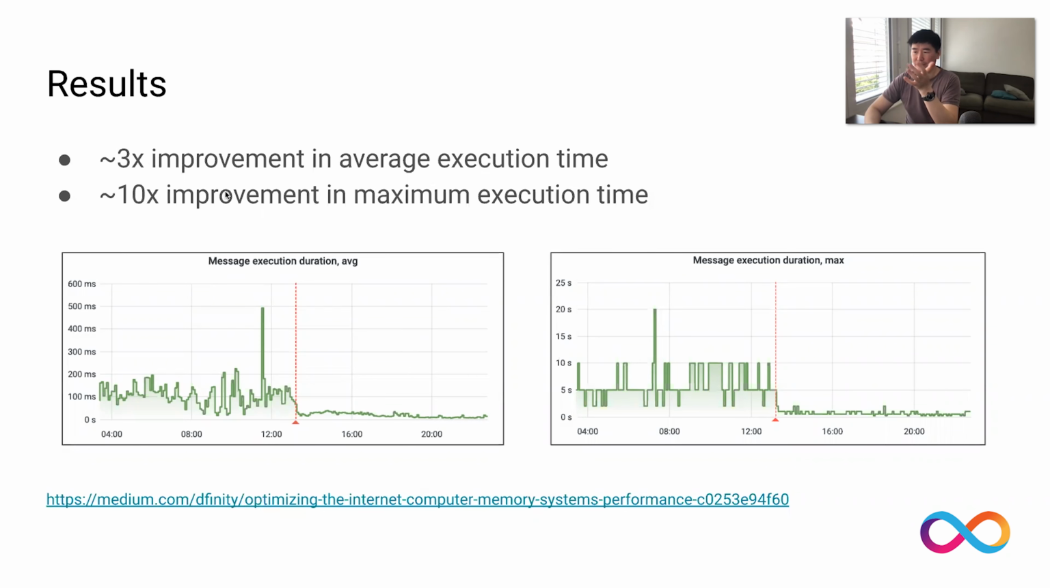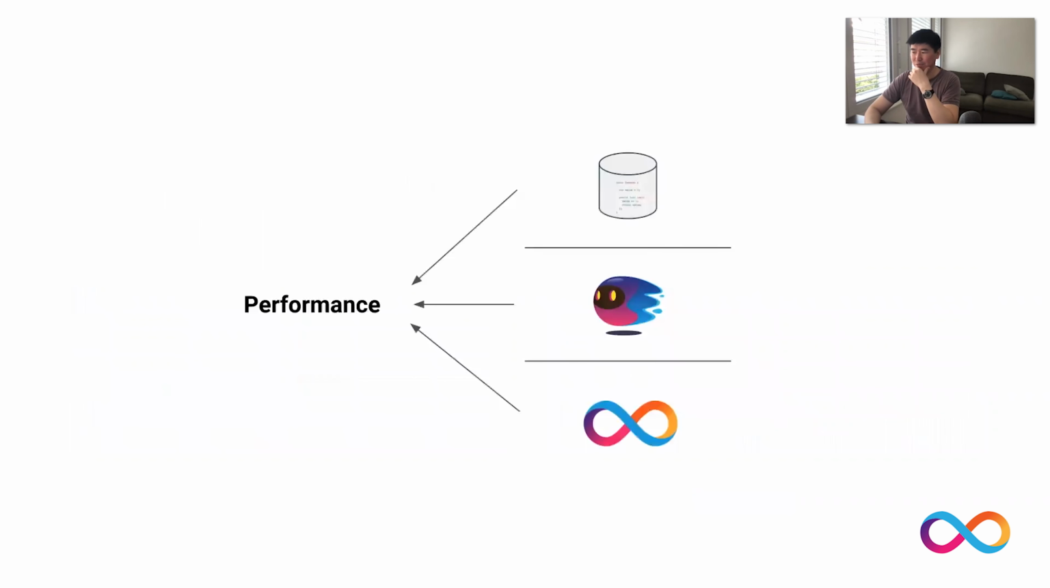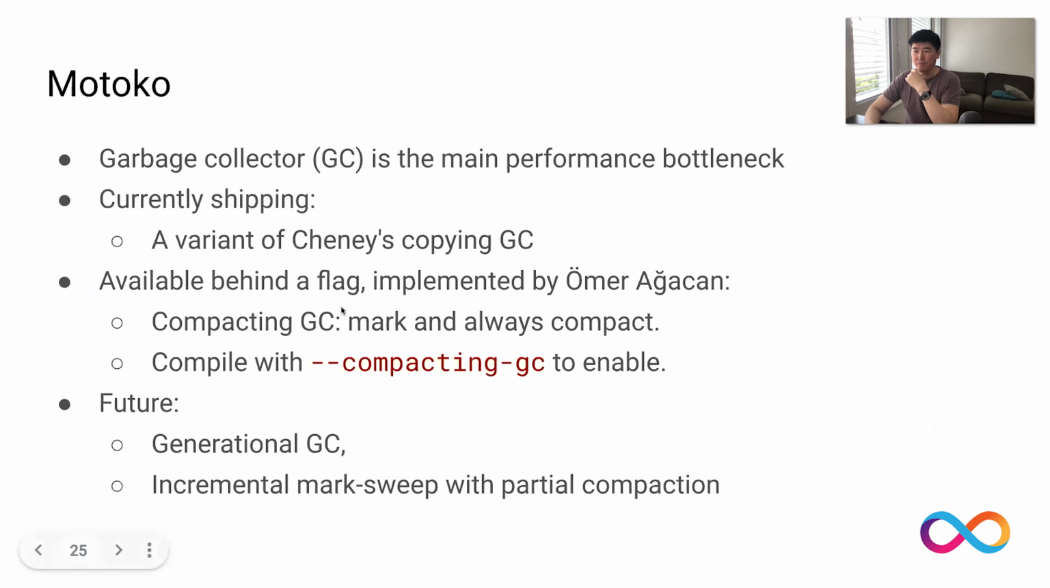Now, the question is, okay, we optimized it, are we done? And the answer is no, because as I mentioned in the beginning, there are other factors affecting performance. And one of them that we see currently in production is the bottleneck coming from the garbage collector of the Motoko language.